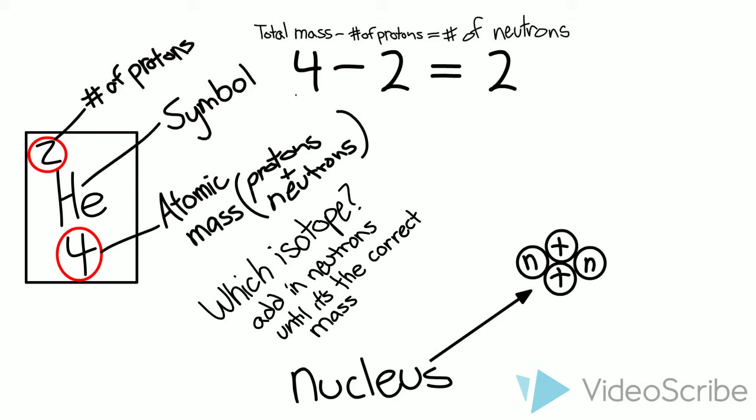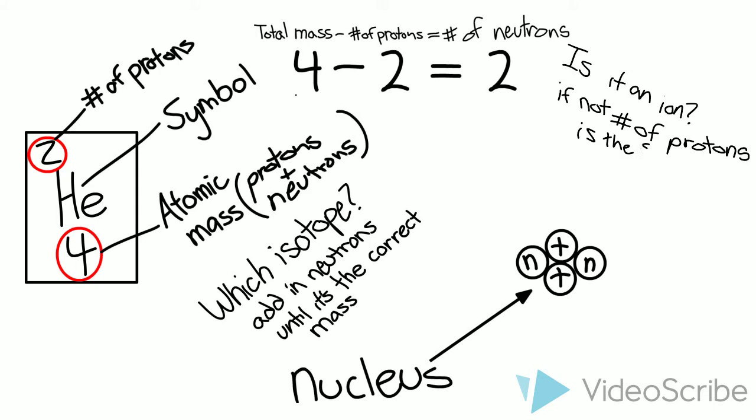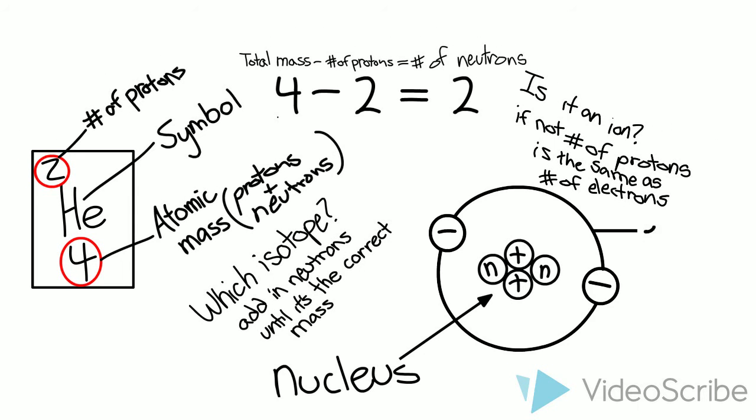Next, we will add in our electrons in the appropriate number of electron shells. If the atom has no overall positive or negative charge, then the negative charges from our electrons must perfectly balance the positive charges from the protons in the nucleus. In this case, our atom is not an ion, so we'll add 2 electrons into the first electron shell and label them with a minus sign to show their negative charge.